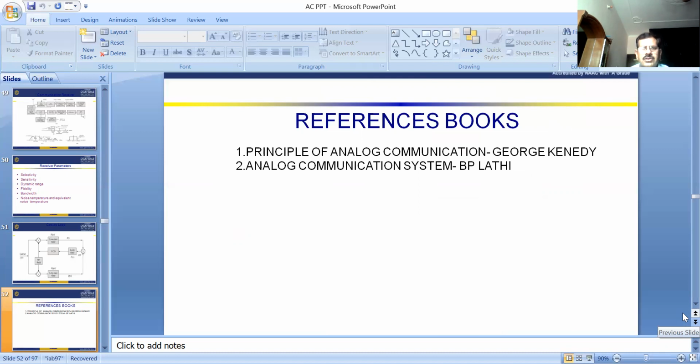So there are some books which cover this topic. Book first is Principles of Analog Communication, author is George Kennedy. And second book is Analog Communication Systems, author is B.P. Lathi.